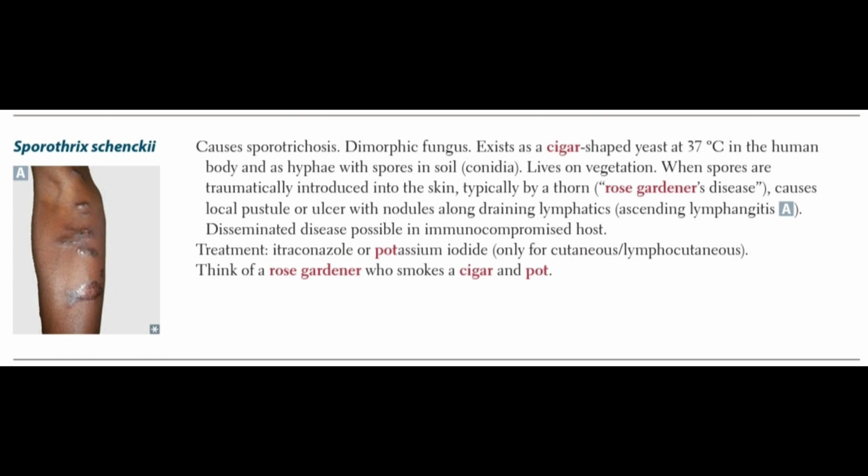Disseminated disease is possible in the immunocompromised host. How do we treat this Sporothrix infection? We give itraconazole or potassium iodide. Potassium iodide is given only for cutaneous or lymphocutaneous infection.